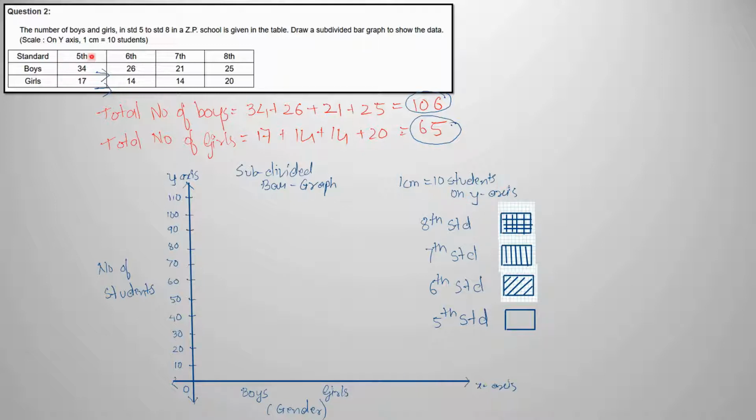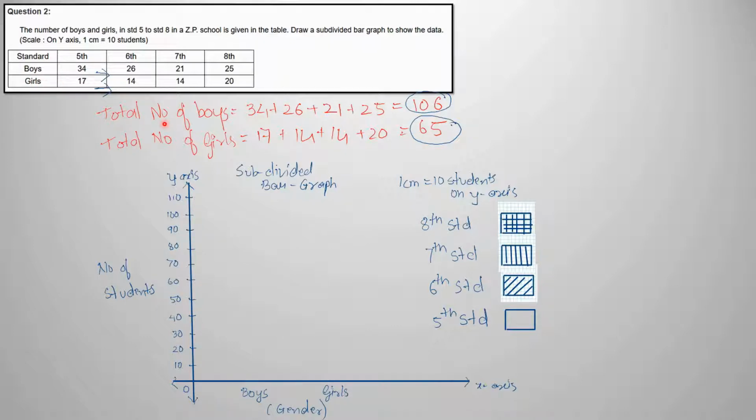Now, there are 5th standard, 6th standard, 7th standard and 8th standard. So our bar will represent each of the standards by a different pattern. 5th standard would be blank, 6th standard pattern would be slanting lines, 7th standard would be denoted by straight lines and for 8th standard the pattern is squares. Now let us start drawing the bar. There are two categories in this, the first category is boys, so the first bar would denote boys and the second bar would denote girls.